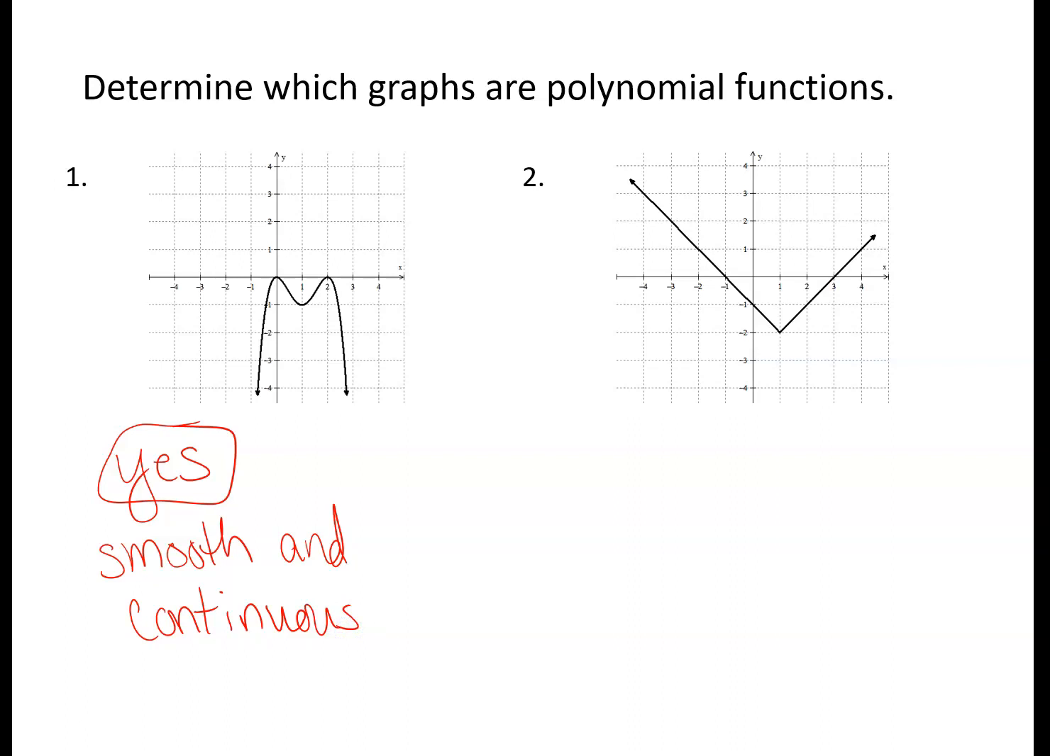Look at number 2. This one, we see that when it changes from decreasing to increasing, it has a very sharp corner there. That means it is not a polynomial function. So you can answer no. And my reason would be because it has a sharp corner. And you hopefully recognize that this graph is the graph of an absolute value function because it has the V shape.